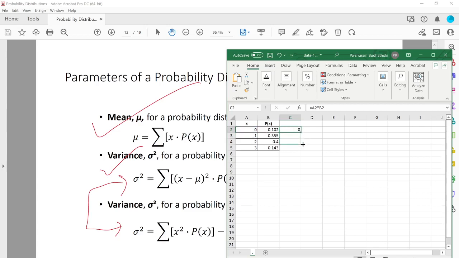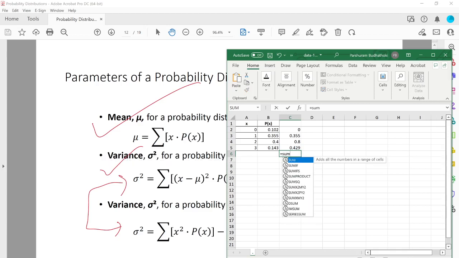So I'm just going to scroll it down. Now Excel is going to calculate that for me. So mu, or the mean, is just the sum of all these values. I'm going to use the equal sign and the sum command, starting from this row and going up to here. That gives me the mean, which is 1.584. Okay, so that's the mean for this problem.